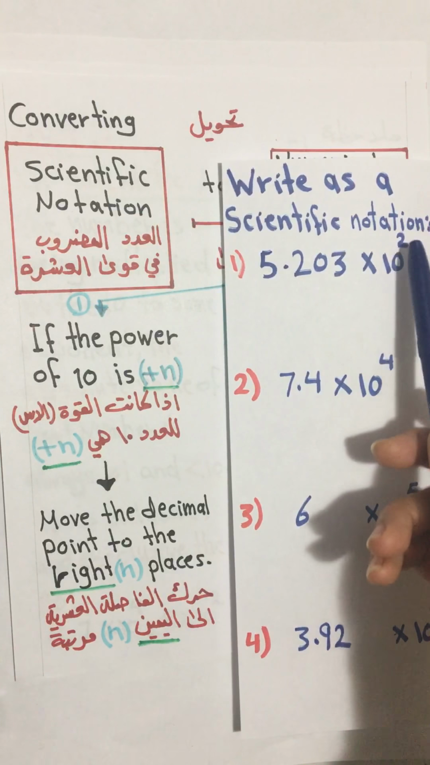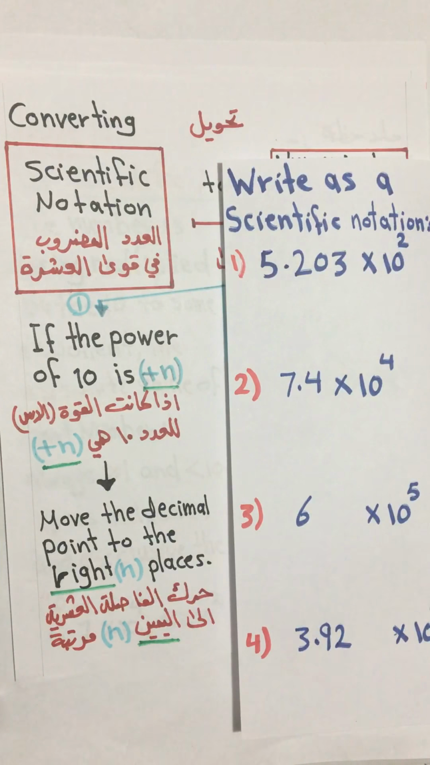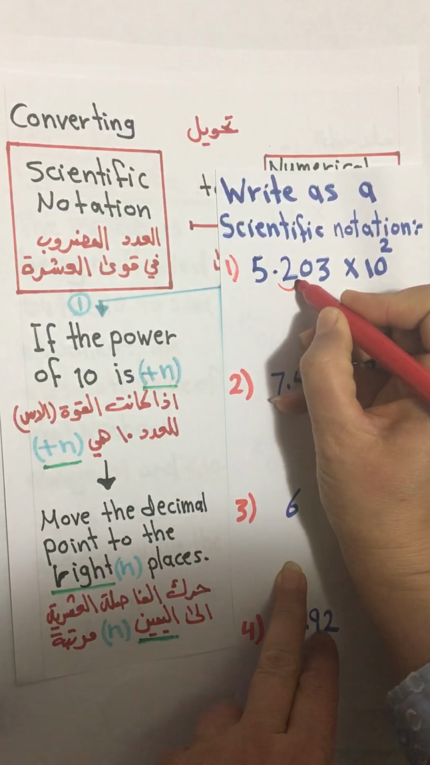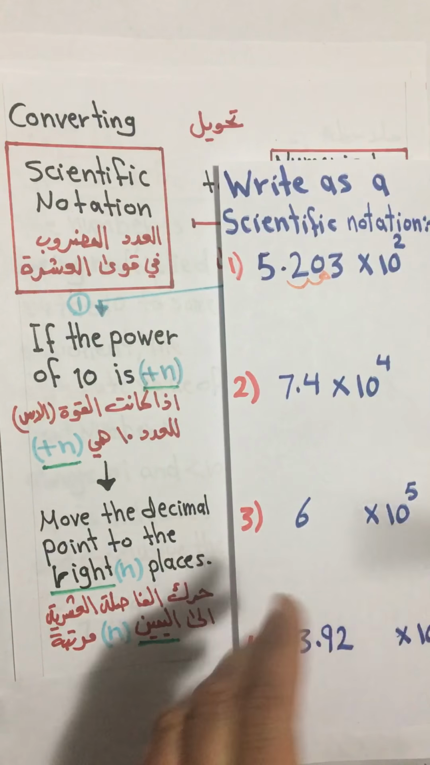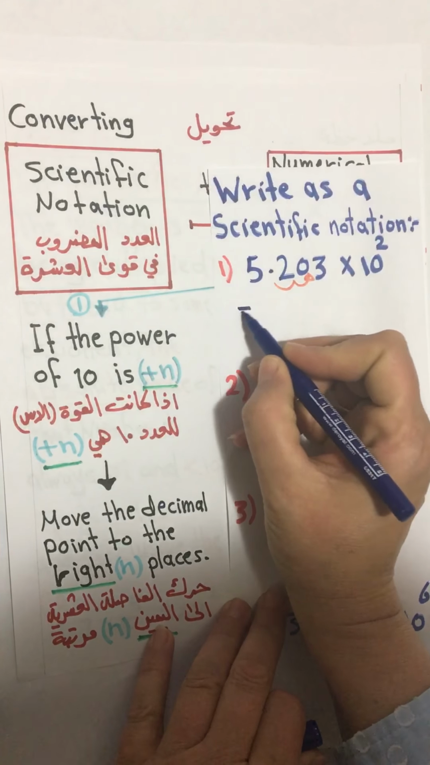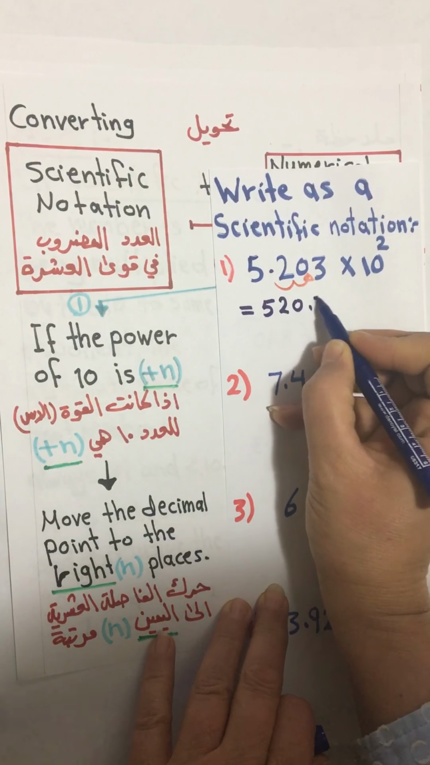5.203 times 10 to the power 2. The power is positive, so I move the decimal point to the right two places, 1, 2. So the answer equals 520.3.